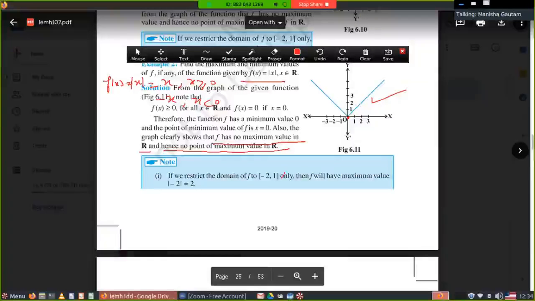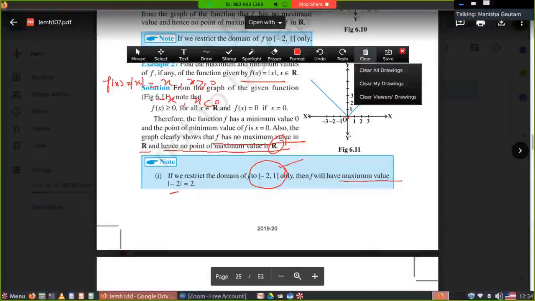Again, one note is given: if we restrict R to the interval minus 2 to 1, then the maximum value can be calculated at the point minus 2. Okay. Now come to the next example, example number 28. Here one question can be asked: how can you get the maximum value? At that time you can say that if we restrict the interval of x, then we can find the maximum value of the given function.